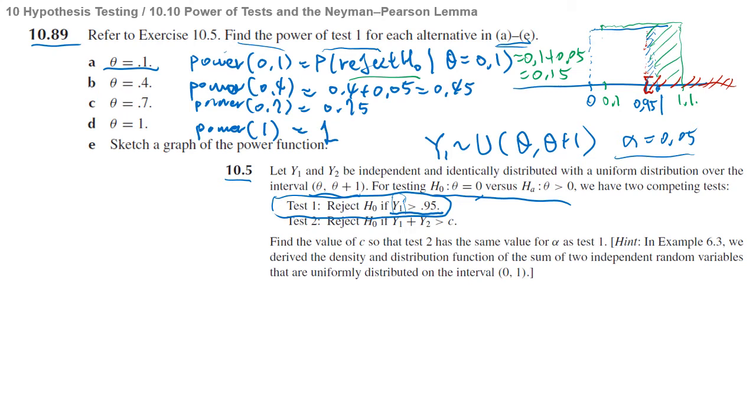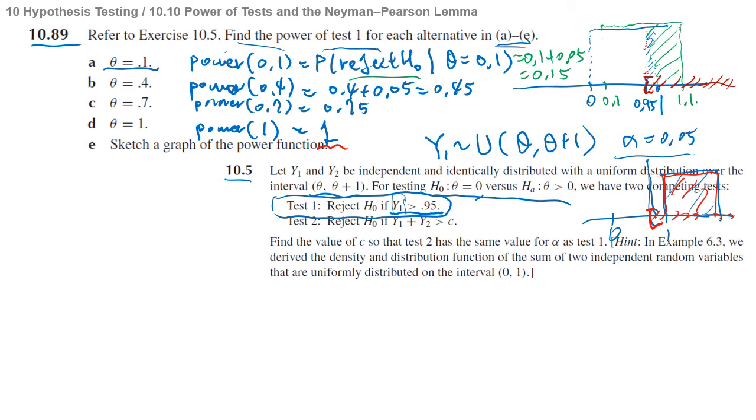Okay, because when theta is 1, the situation is from 0 to 1. So the distribution of y1 is this thing, and the rejection region is this area, and the total area of this region is 1. So this is 1.